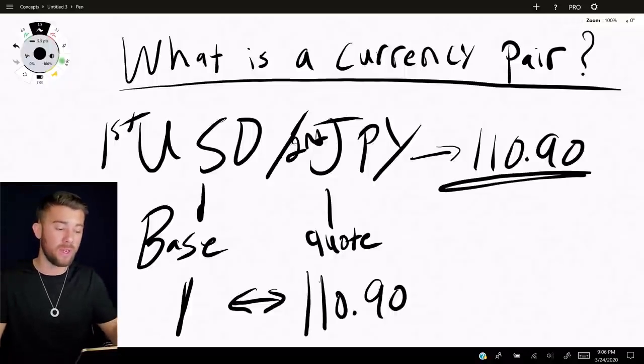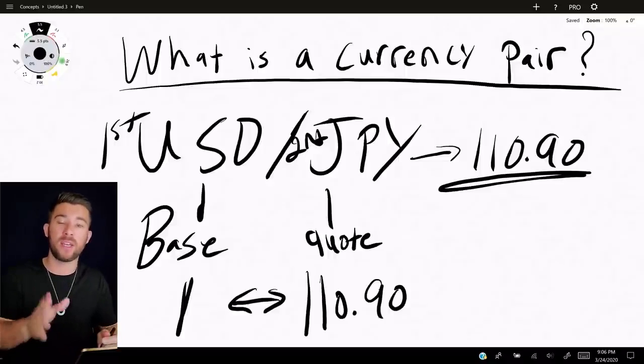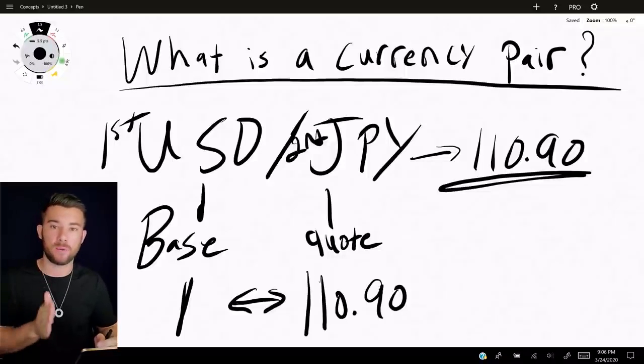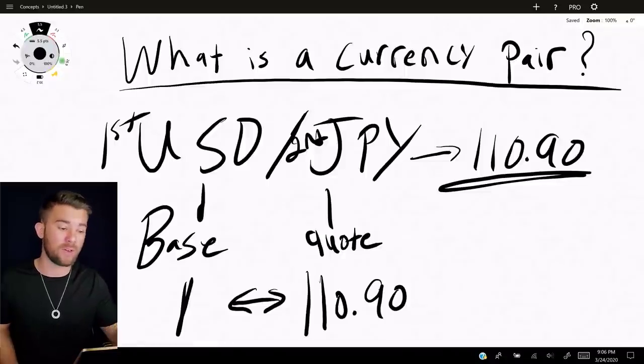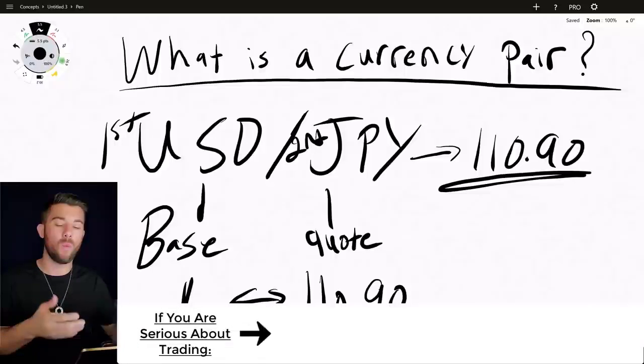That's what the value of the second currency is compared to the first currency. The quote pair is always the value compared to the first currency. The first currency is always the currency being compared to, and it always equals 1. So in this case, again, the dollar would be 1. The yen means I need $1. And when I have $1, I essentially have 110.90 yen.